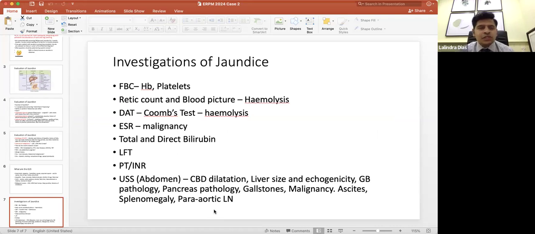How do you investigate a patient with jaundice? What are the investigations that you carry out in a patient with jaundice? So, how do you organize your investigation?